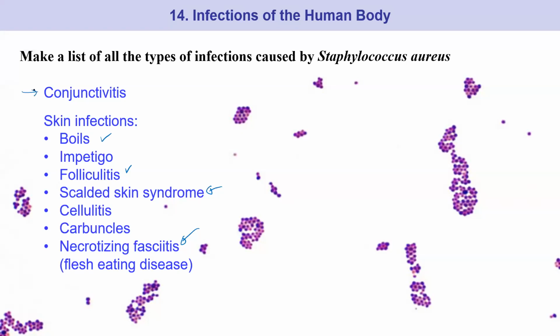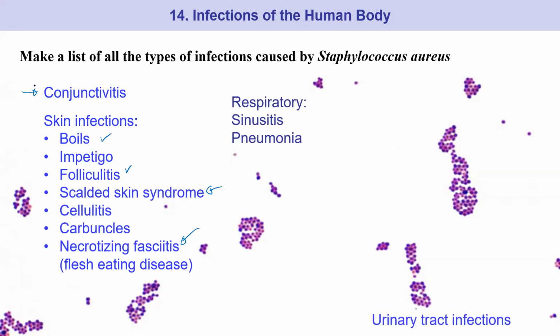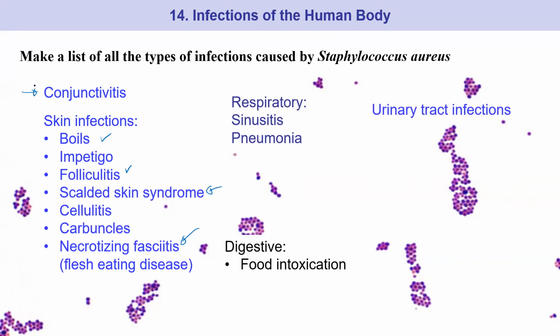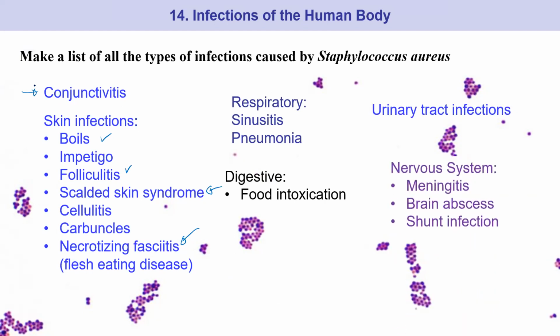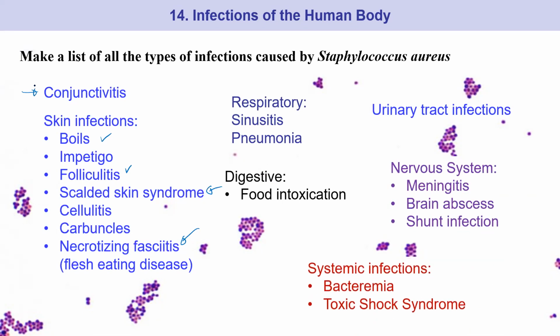It can cause pink eye, conjunctivitis, but we don't need to limit it there. Staph is very good at infecting pretty much everywhere. We can have respiratory symptoms such as pneumonia. We can have urinary tract infections. We can sometimes have food poisoning from different strains of Staphylococcus. We can have nervous system infections, meningitis, brain abscesses, and all sorts of other things, and systemic infections.